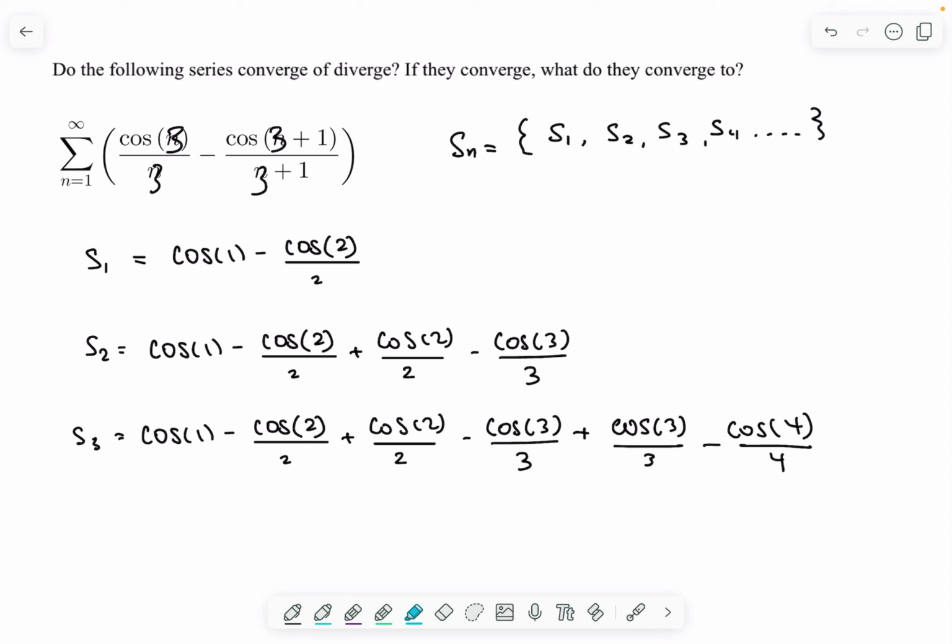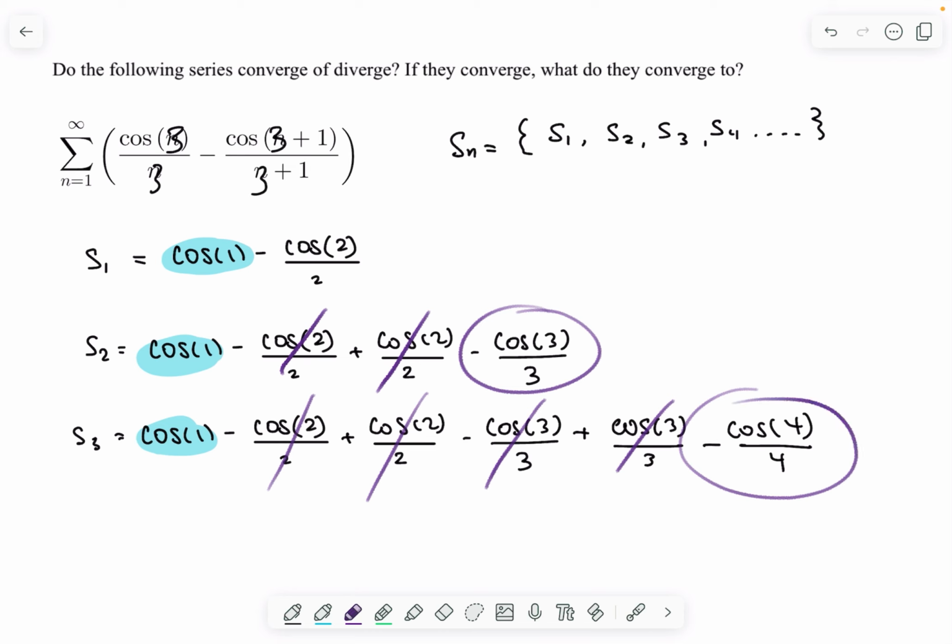The pattern is cosine of 1 is always there in each partial sum. What also is always there? Well, take a look at this. If I go here, this cancels out with this. And then if I go here, this cancels out with this. And then this cancels out with this. The whole idea is that in each partial sum, the last term is always what's left. And so your S sub n can be simplified to be cosine of 1, which is always going to be there, and then the last term.